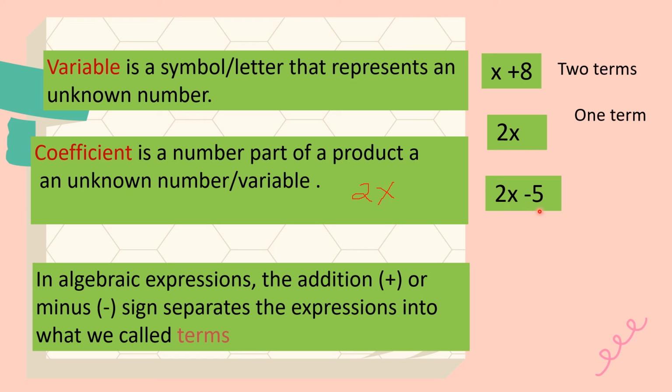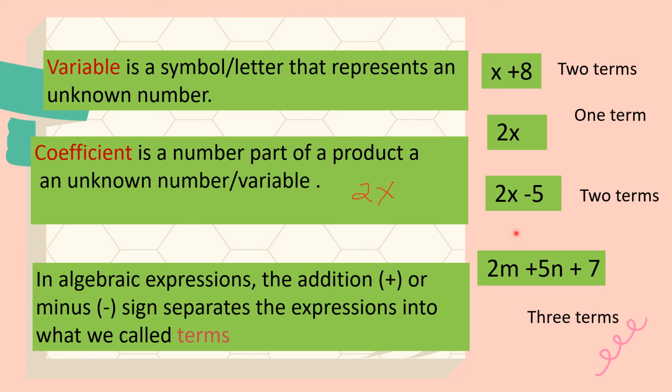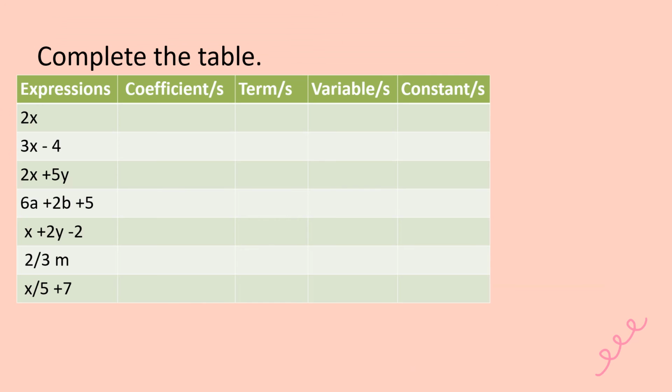So I have 2x minus 5 separated by a minus sign. So this is one term, another term. So this algebraic expression has two terms. Next, we have 2m plus 5n plus 7. So here one term, another term, another term. So three terms. Now, I want you to complete the table here. I have here expressions. You're going to write the coefficient or coefficients if there are more than one, terms, the variable, and the constant. Okay, you can pause the video if you need more time.